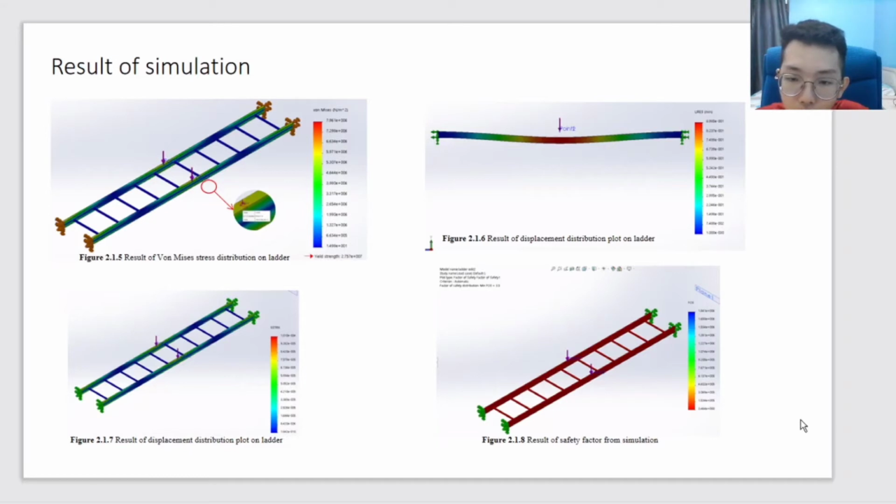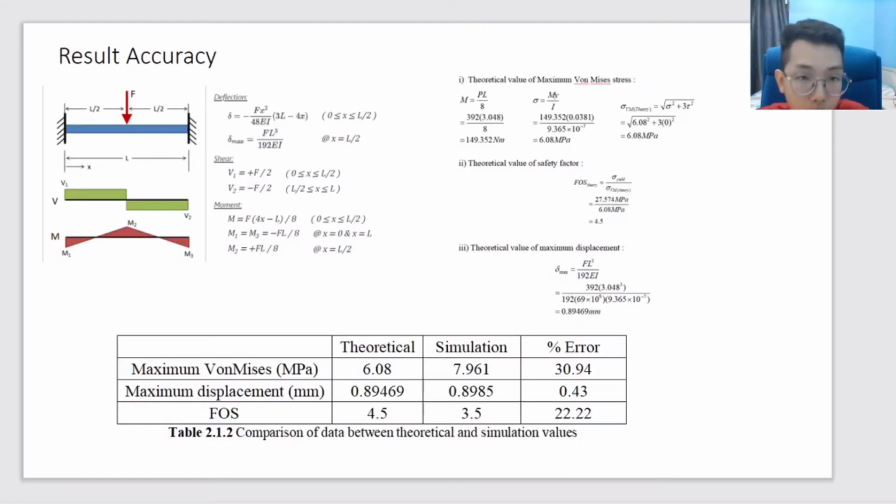For the safety factor, the minimum safety factor for the whole structure of the ladder is 3.5, which means that this ladder is safe when an 80 kilogram person is trying to cross it. After we have the simulation result, we need to know the accuracy.